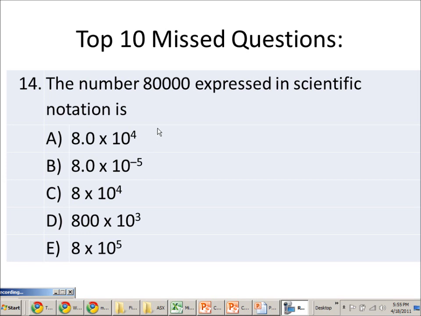But the question is, how do I preserve significant figures? Because this only has one significant figure, right? So almost all of you selected this answer, 8.0 times 10 to the 4th. How many significant figures does that have? It has 2. C has 1, right?